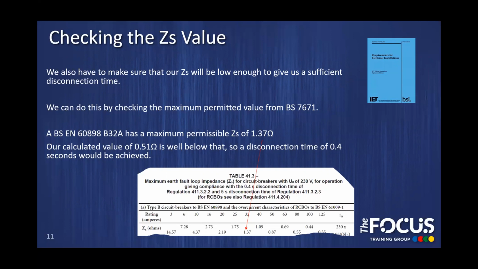You do have to be careful when referring to your BS 7671 when checking your maximum ZS values, especially for fuses. They have two tables, one table to represent a 0.4 second disconnection time and one table to represent a 5 second disconnection time. Do make sure you're referring to the correct table.